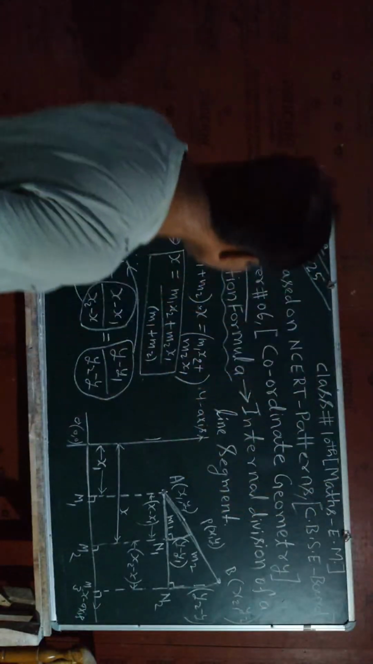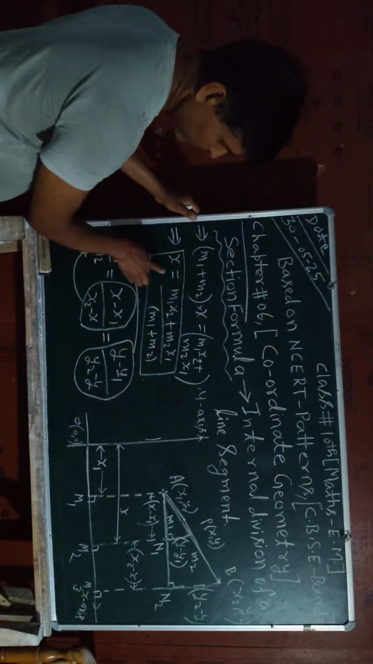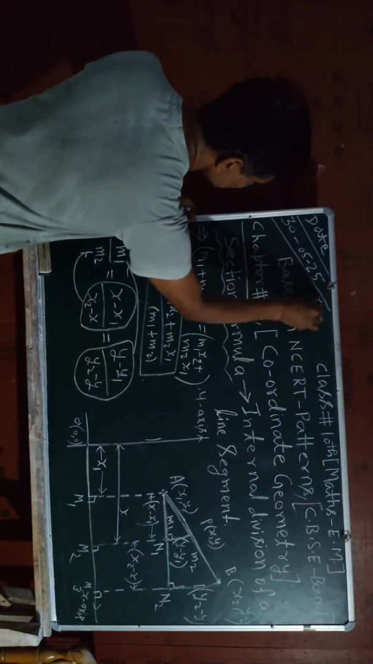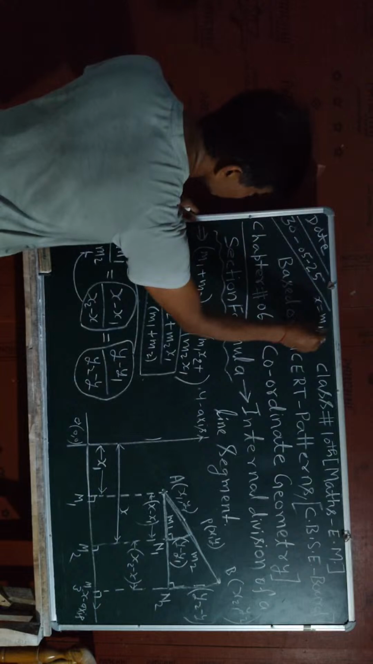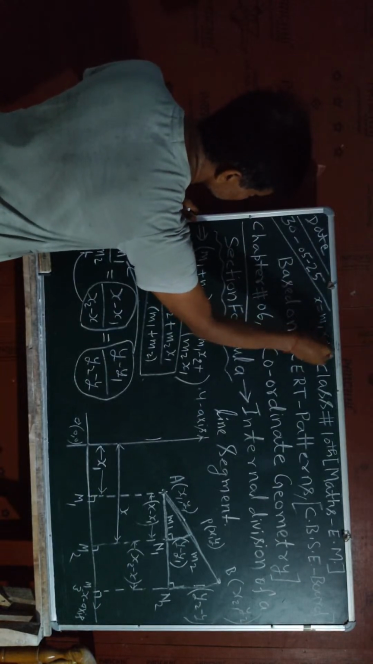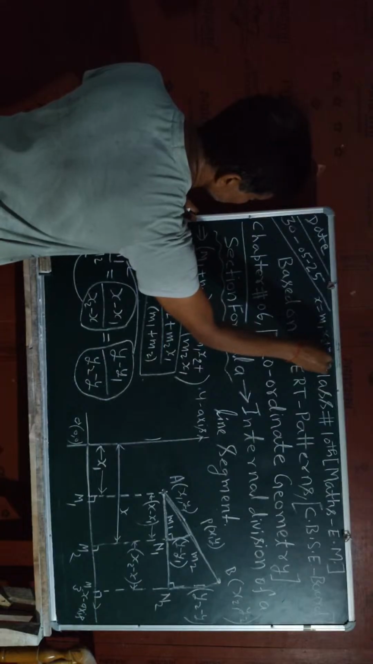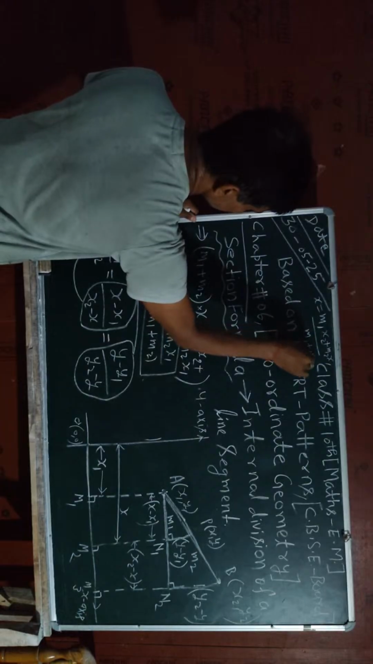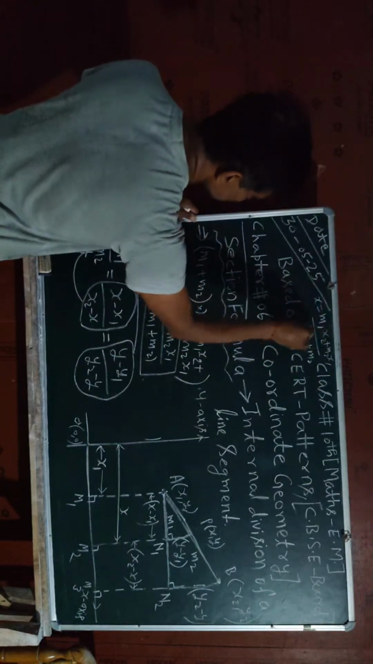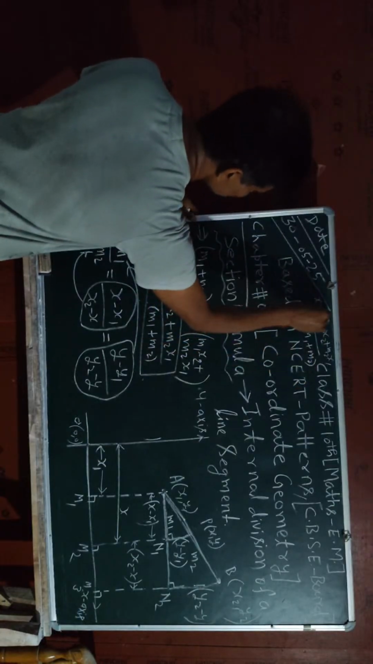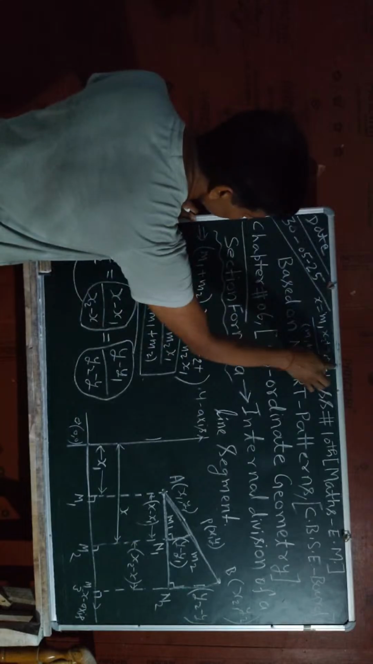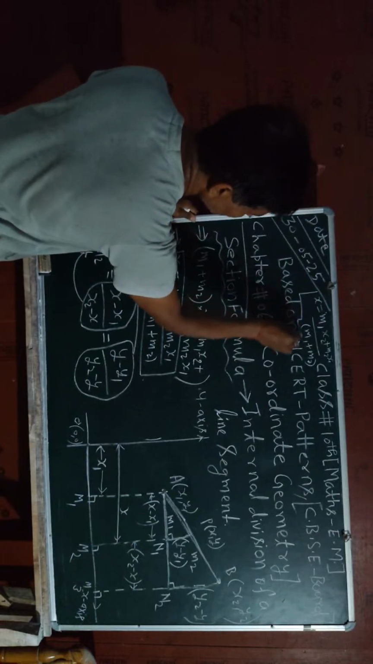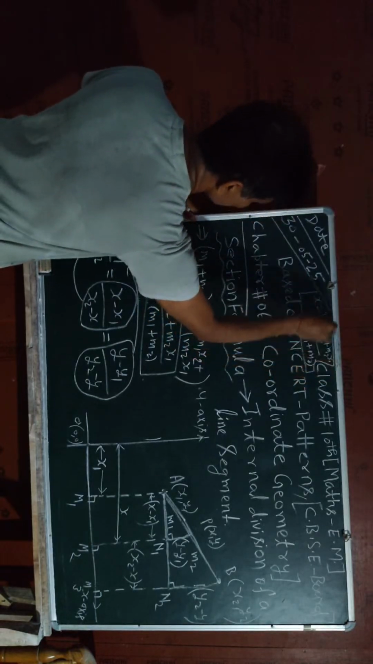So what will be the section formula of x? So x is equal to m1 x2 plus m2 x1 divided by m1 plus m2. Here I am going to write it in brackets. So each and every student has to remember this formula. Okay, this formula is very important. Without the formula, you cannot solve any question. So formula is important in mathematics.